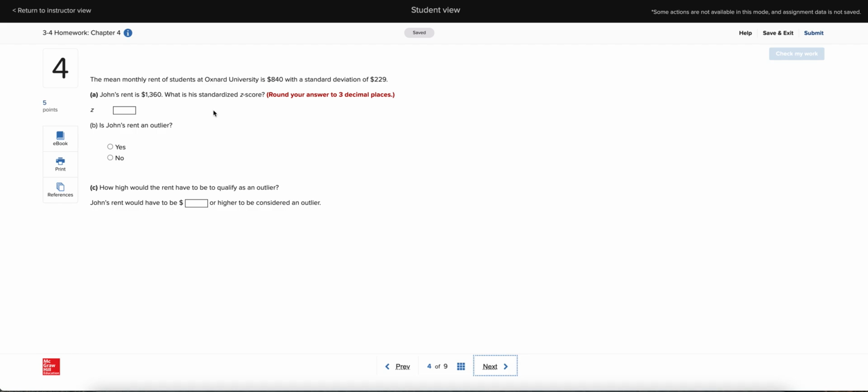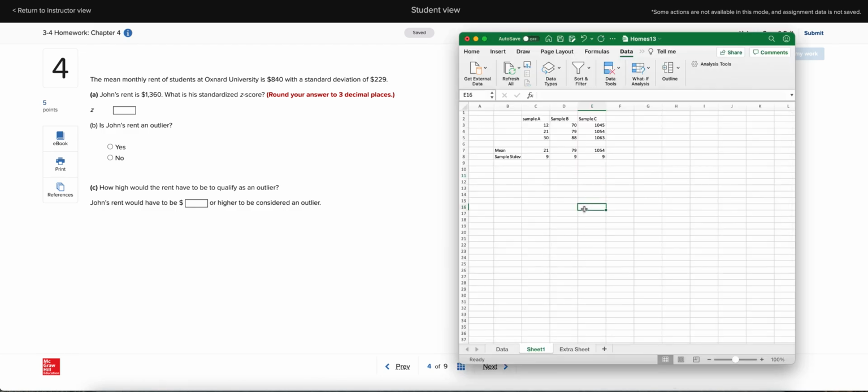So this is a standardized z-score formula, right? So z equals x, I'm going to put it all in parentheses just for convenience, x minus the mean, divided by the STDEV, standard deviation. Right, so I can get Excel to calculate this for me by using that formula.